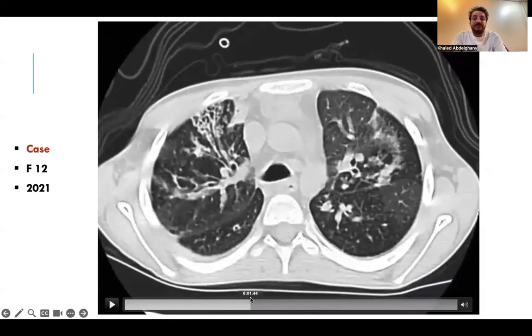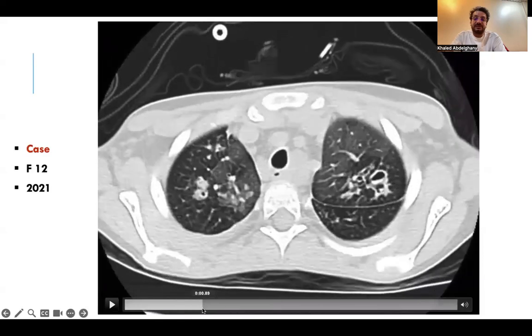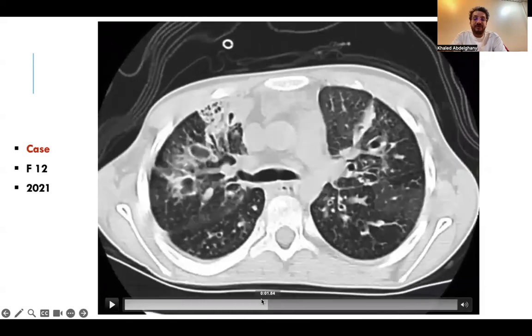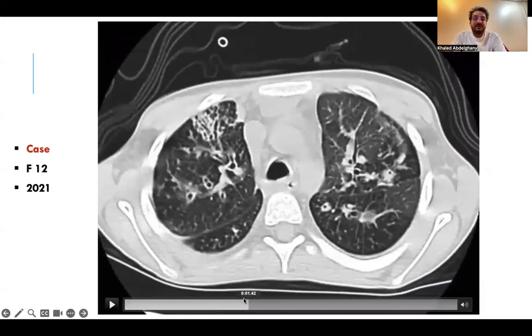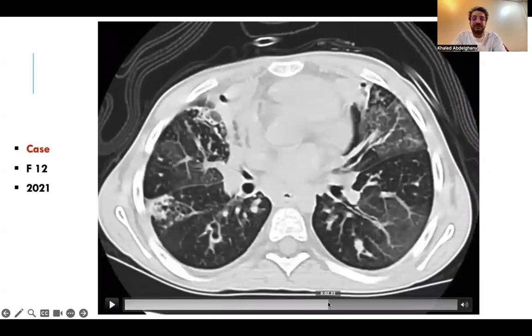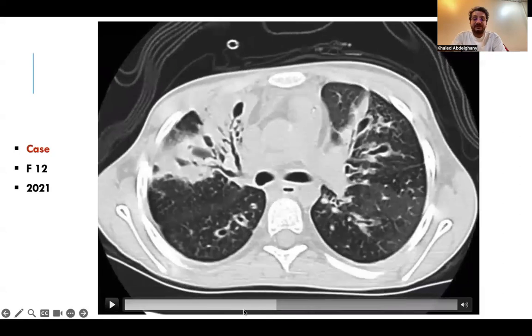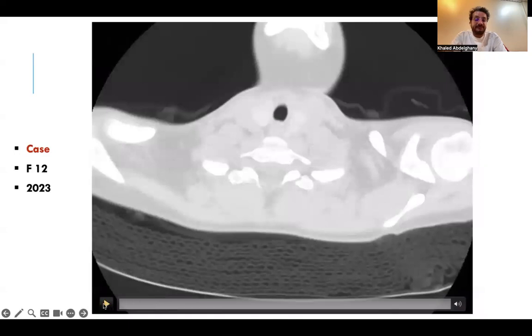The predominance in the upper lobes is suggestive of either cystic fibrosis or allergic bronchopulmonary aspergillosis. The age, the absence of a history of bronchial asthma, and the absence of high mucus attenuation in the mediastinal window are in favor of cystic fibrosis. Let's go to the 23 scan.